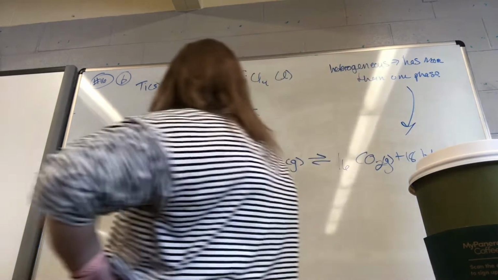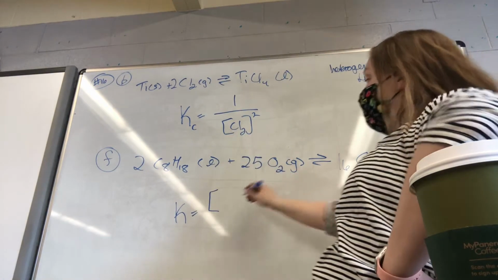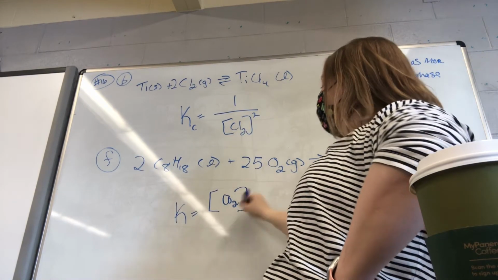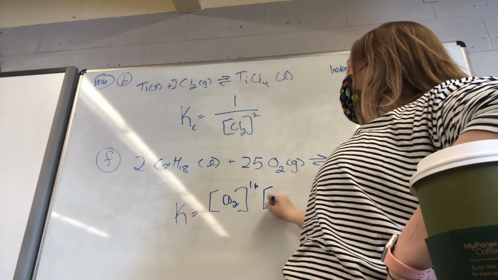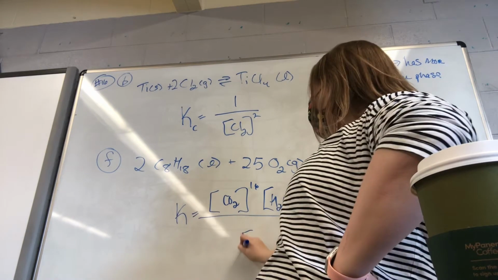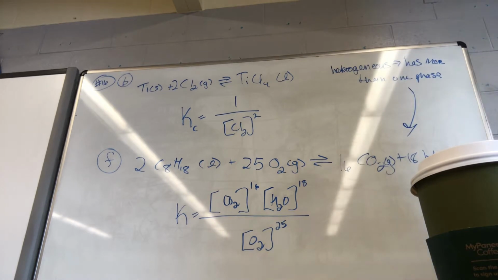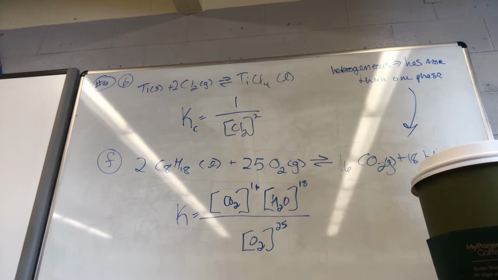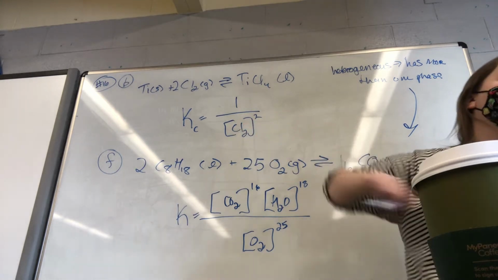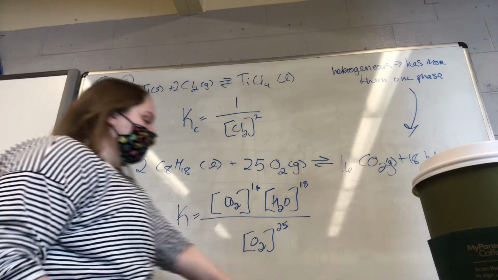The K you should write is going to be the concentration of the products divided by the reactants. In this case, I've got CO2 raised to the power of 16, H2O raised to the 18th, all divided by O2 to the 25th. And you'll see that C8H18 is not in my expression. Okay? So, yes? The number in front becomes the exponent, yes. Raised to the power, the order, if you will. Okay? All right, moving on to number 18.